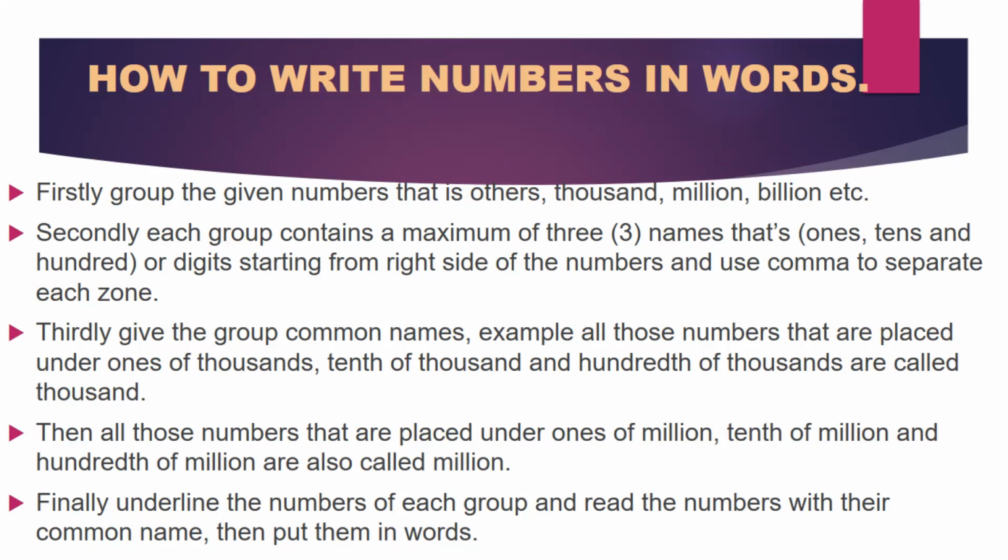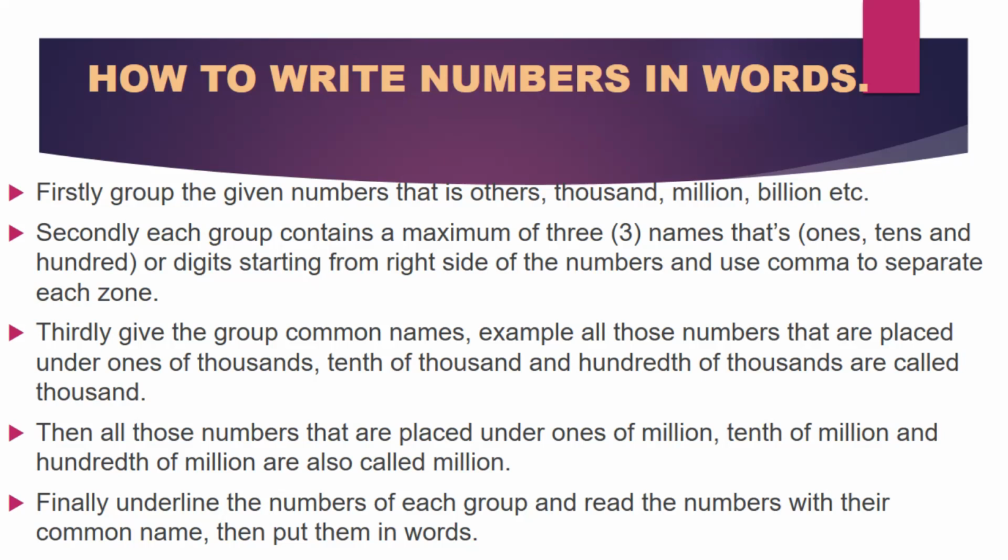Let's see examples of others, ones of others. When we talk about ones of others, because they don't have any other common name, that is why we call them others. So when you say ones of others, we mean any number from 1 to 9. You call it ones of others. When we say tens of others, any number from 10 to 90 are called tens of others. Hundreds of others, any number from 100 to 900 are called hundreds of others.